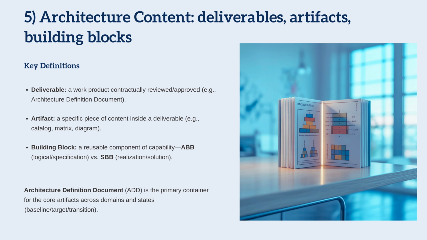Architecture content, deliverables, artifacts, building blocks. The TOGAF content framework defines 3 core elements of output. A deliverable is a formally reviewed and approved work product. For example, the architecture definition document. An artifact is a specific piece within a deliverable, such as a catalog, matrix, or diagram. A building block is a reusable component of architecture capability. We classify them as ABB, architecture building blocks, logical specifications, and SBB, solution building blocks, realizations. The architecture definition document acts as the main container that consolidates artifacts for baseline, target, and transition states.